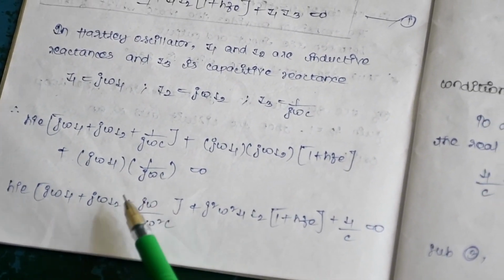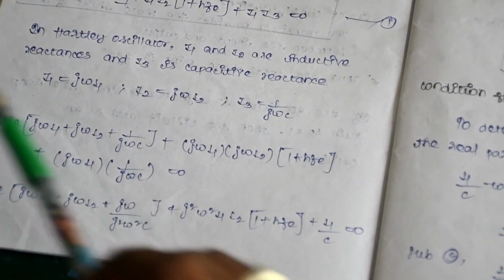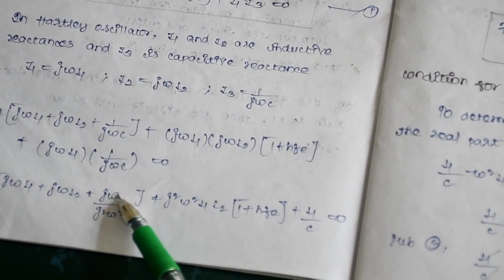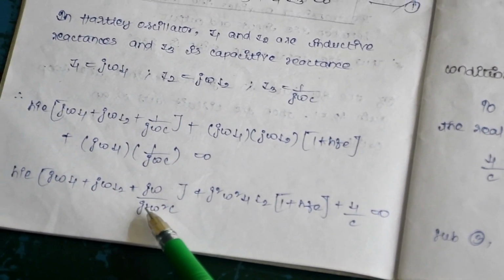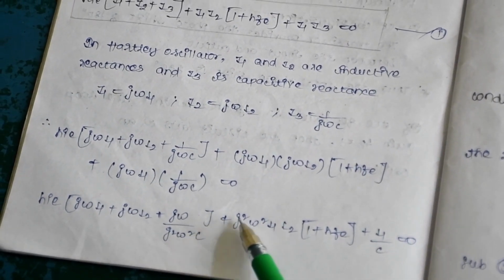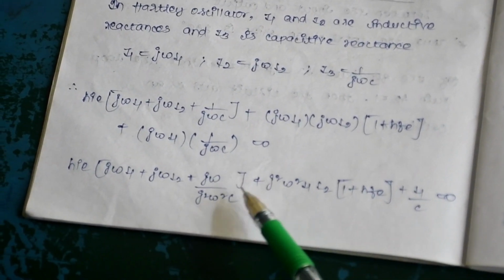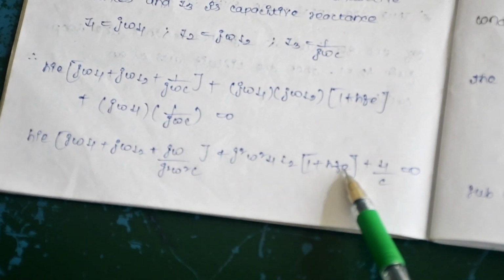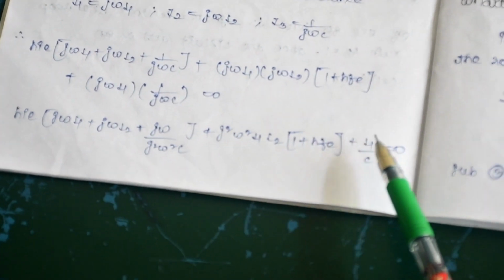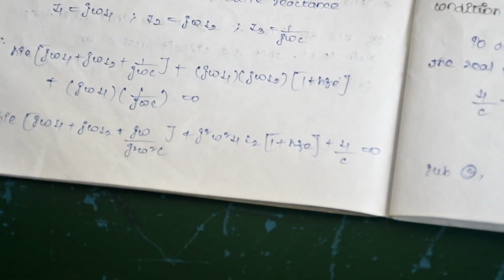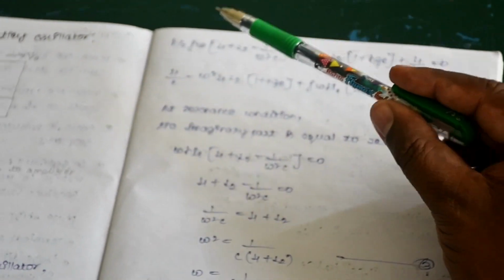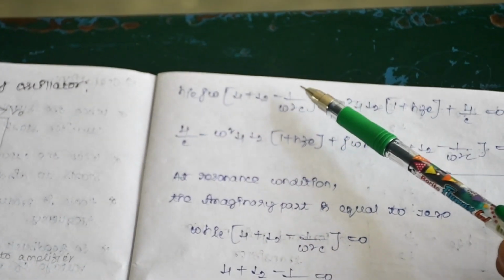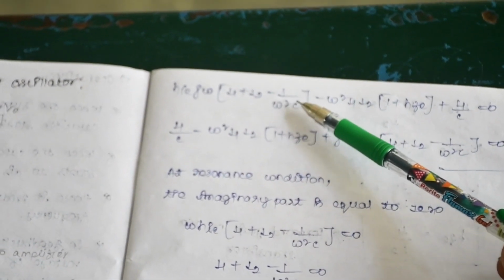So here we can multiply by j omega on the upper and lower side. So j omega divided by j² omega² C into j omega C plus j² omega² L1 L2 into (1 + hfe) plus L1 divided by C, which is equal to 0. And then hie j omega into (L1 + L2) minus 1 divided by omega² C.